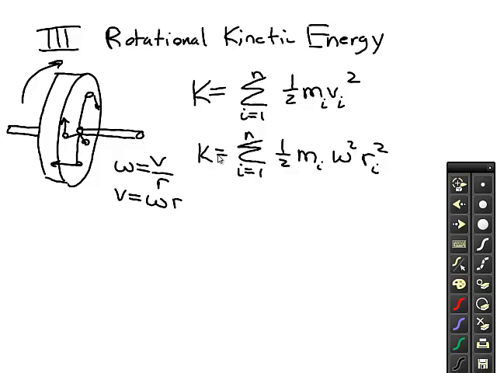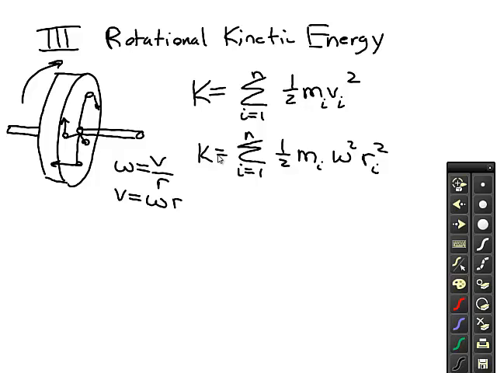Yes, sir? Would it be omega to the 4? It would not, sir, because remember v is squared. So if I square omega times r, I'm going to get omega squared r squared. It's no problem. All right.